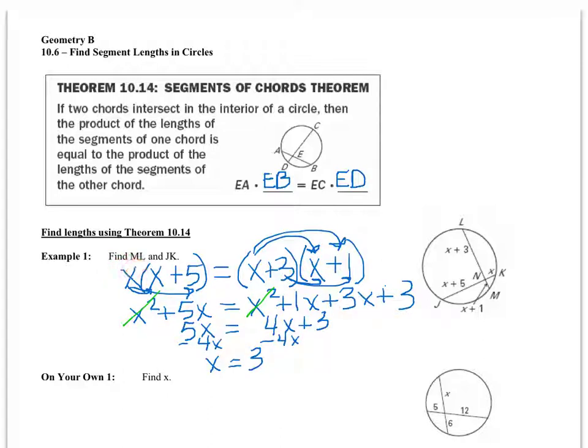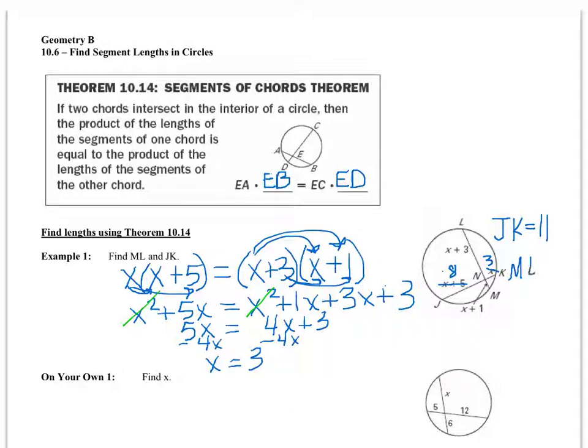So now let's look at the question though. It says find ML and JK. So ML is this entire piece. JK is this entire piece. So we need to actually find those. To find JK, instead of x plus 5, it's going to be 8, because 3 plus 5 is 8. Instead of this being x, that's going to be 3. So JK equals 11. I'm just going to add those two together.